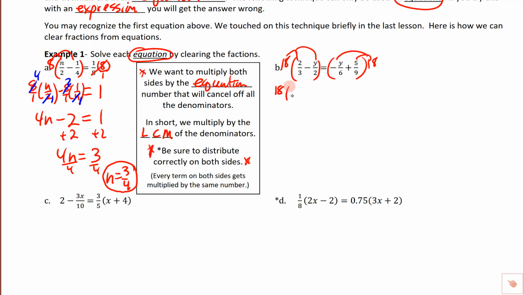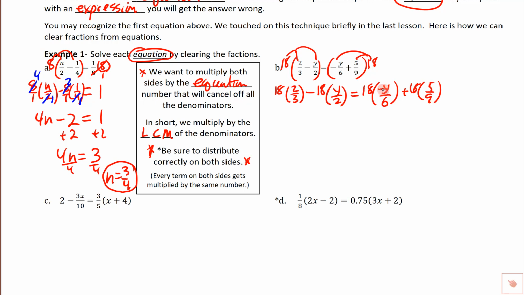I'm going to write down 18 times 2/3. I'm going to write the minus here because that's just an easier place to put it, times y over 2. And then on this side, we're going to have 18 times, I'll write negative y over 6. And then we've got 18 times 5/9. Okay, all right, looks pretty good. Let me make sure that looks like a y.